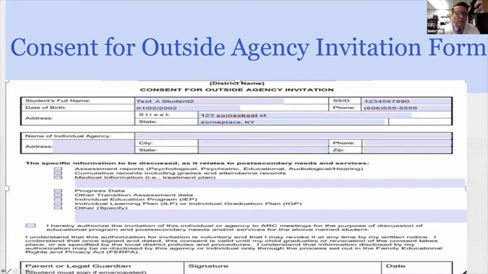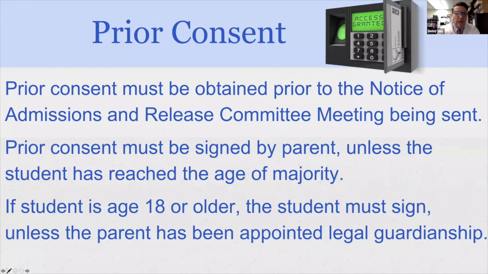If you want to go back for just a second, Dion, I saw something down at the bottom I probably need to mention. We have to get these prior consents signed each year. Each time we invite an outside agency to an ARC meeting, we must have a separate new consent form. And if the student's 18, we have to get them to sign.